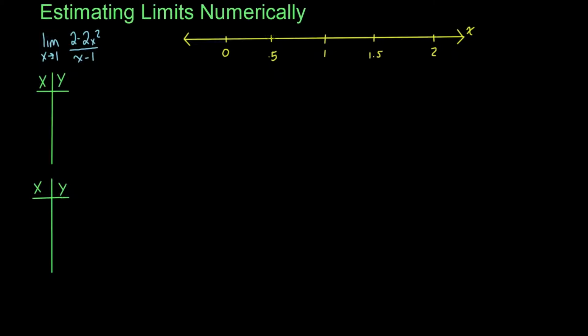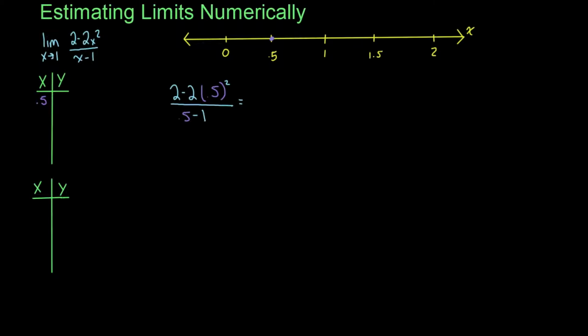So I'm going to go ahead and start on the left side, and I'm going to start at 0.5. Let's go ahead and set the point 0.5. And all we're going to do is plug this 0.5 into our equation for where we see x in it, just so we can figure out the y value. So we have 2 minus 2 times 0.5 squared, divided by 0.5 minus 1. And so we'll go ahead and just do the steps here.